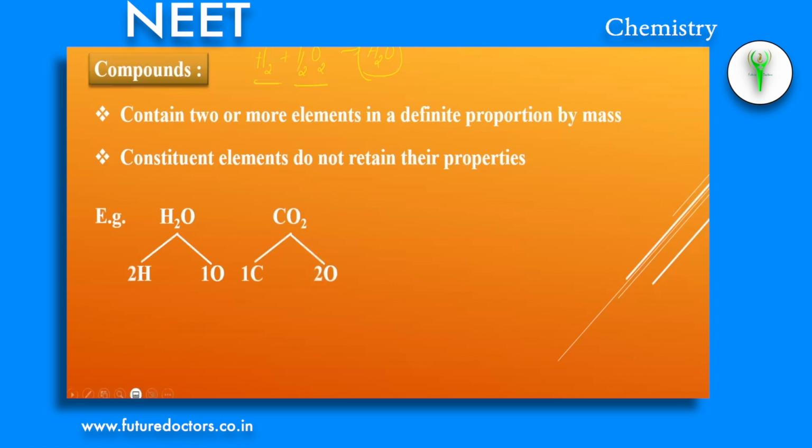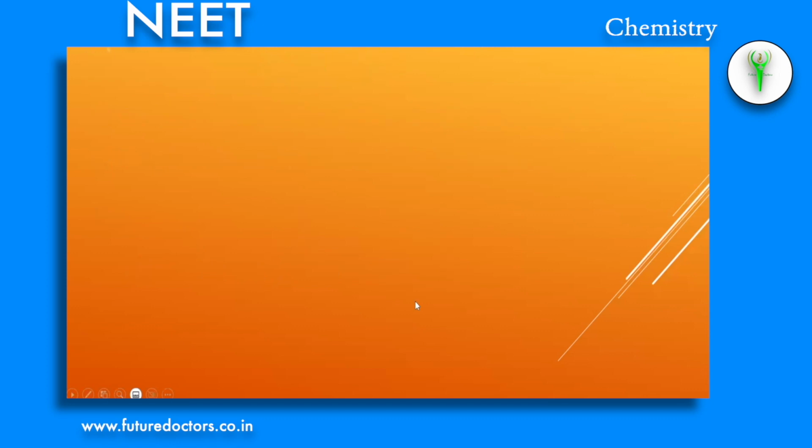For example, water is formed by combining two hydrogen atoms and an oxygen atom. Carbon dioxide is a combination of carbon and oxygen. Ammonia is nitrogen and hydrogen.